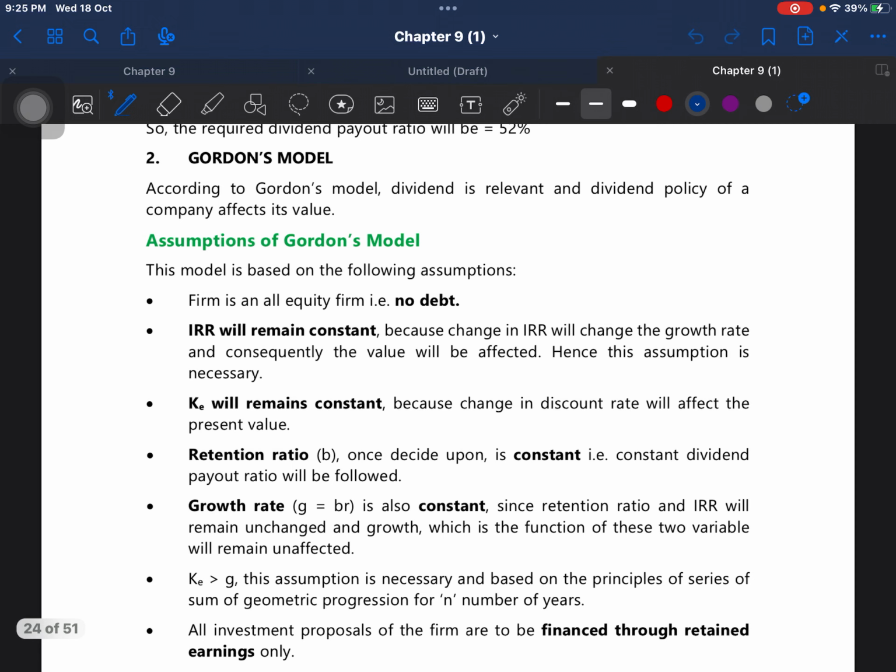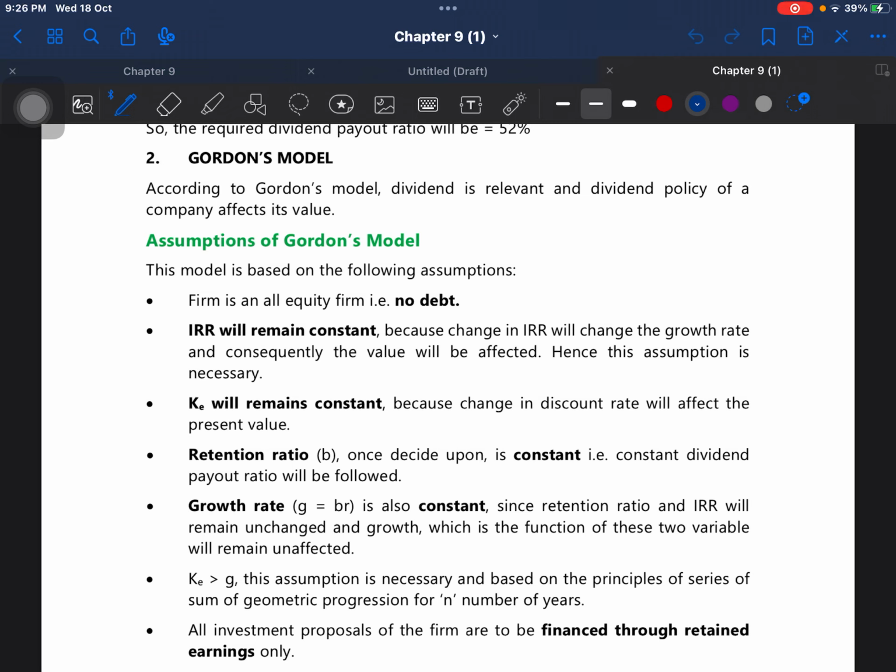So friends, next we are going to learn about the new model under the dividend relevance model, and that is what is known as Gordon's model. In the previous lecture we saw Walter's model, and we have seen what conclusions you can take from Walter's model. Now we are going to learn about Gordon's model.